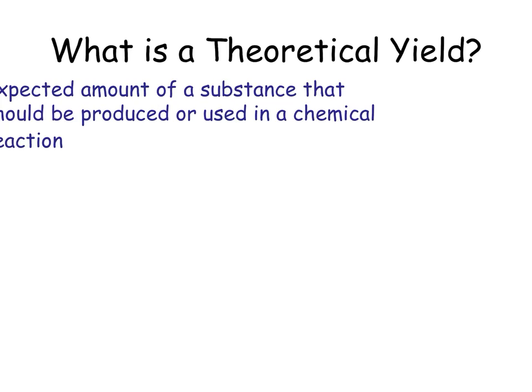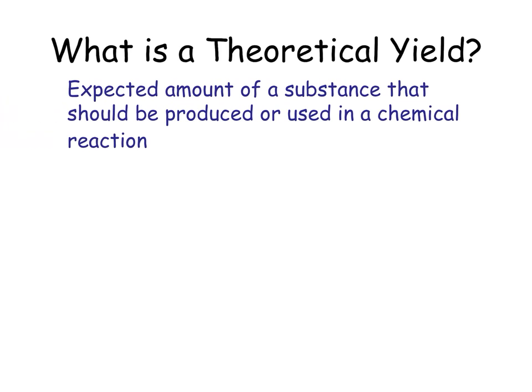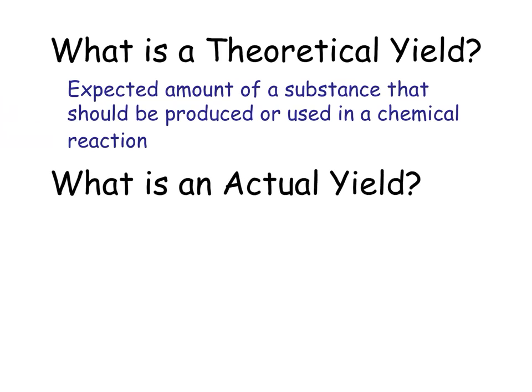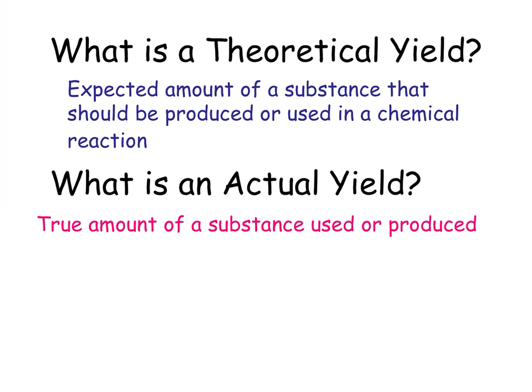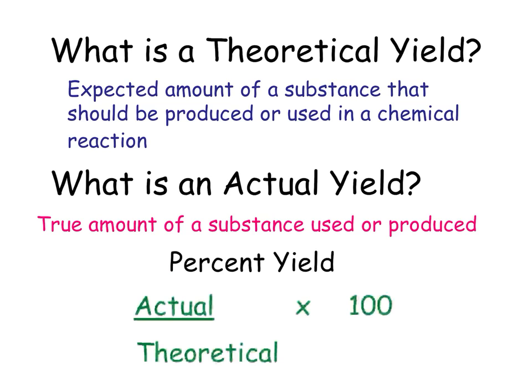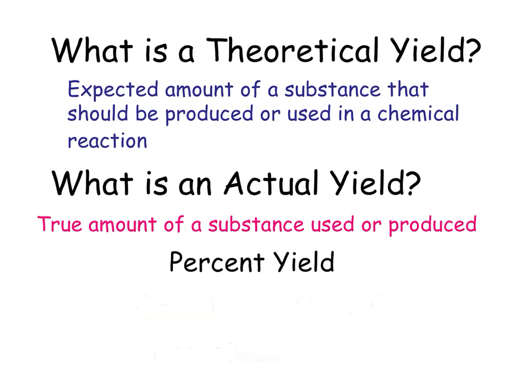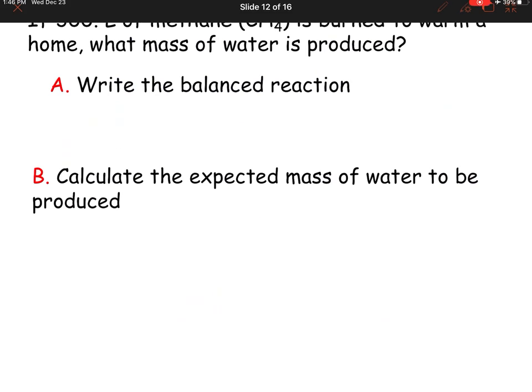So theoretical yield is what you expect should be produced or used in a chemical reaction because of math. But guess what? Then you can actually do it in the lab and you see it's not the same. It's the true amount. And so there's a formula for percent yield, which is actual over theoretical times 100. This is not in the reference tables. A general idea, it's sort of like percent error, but a little bit different.